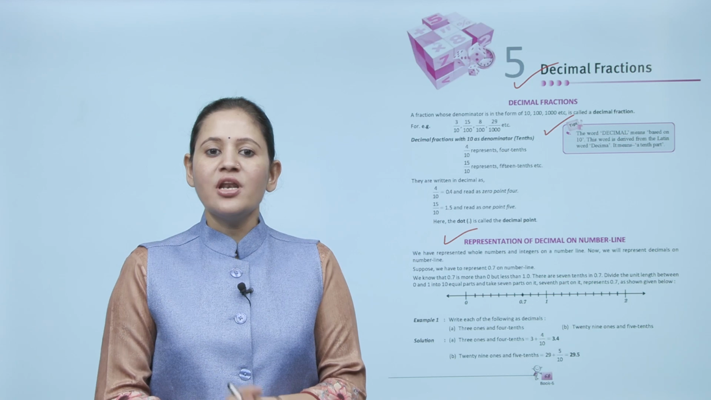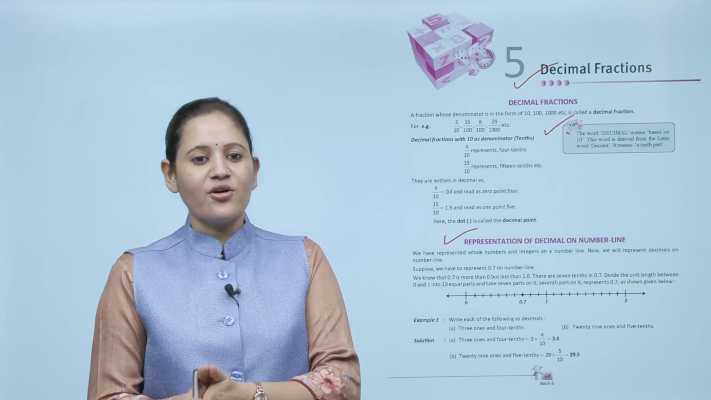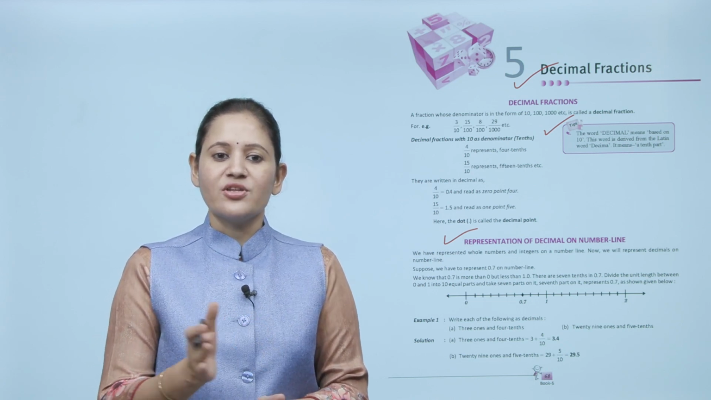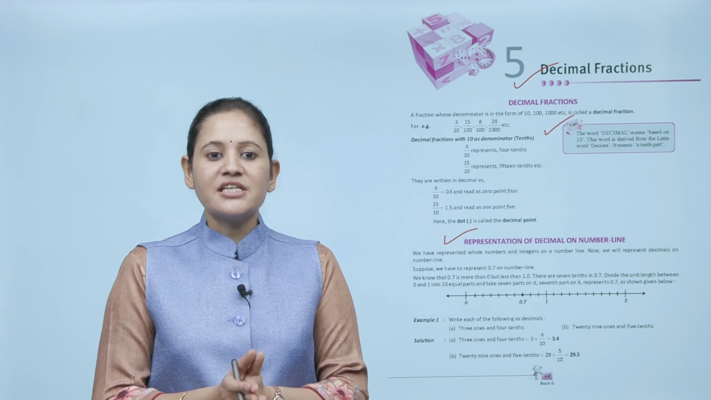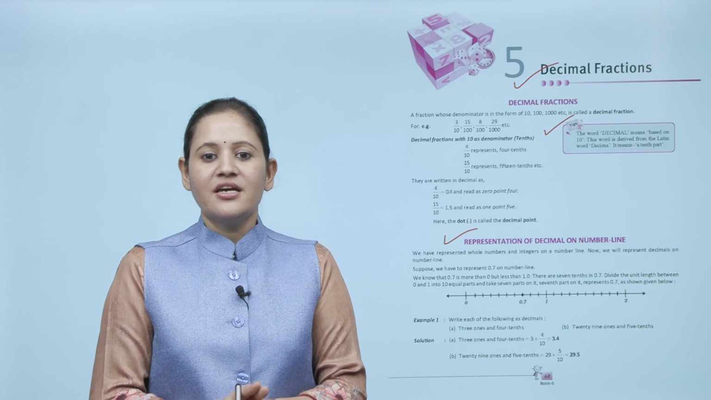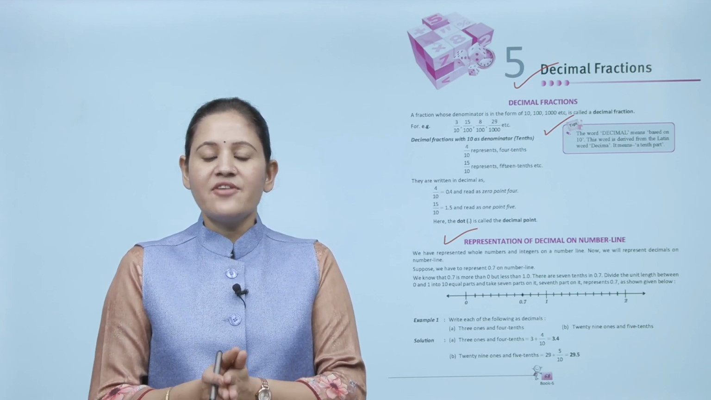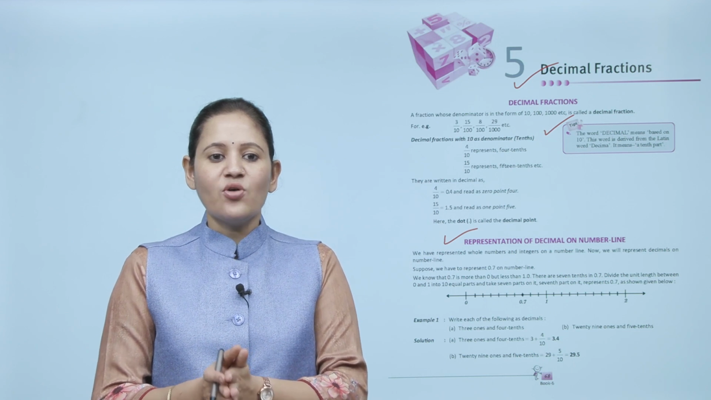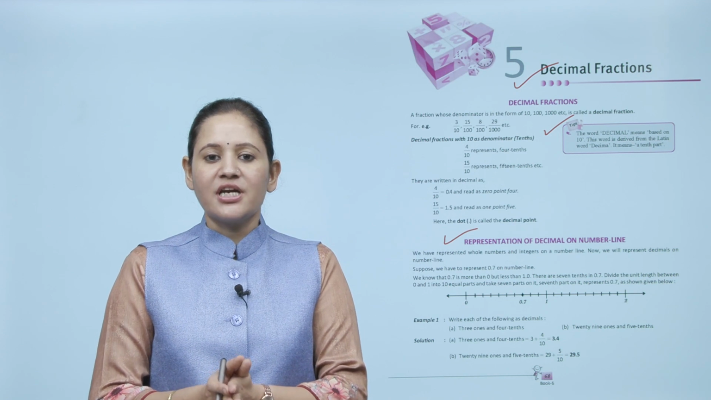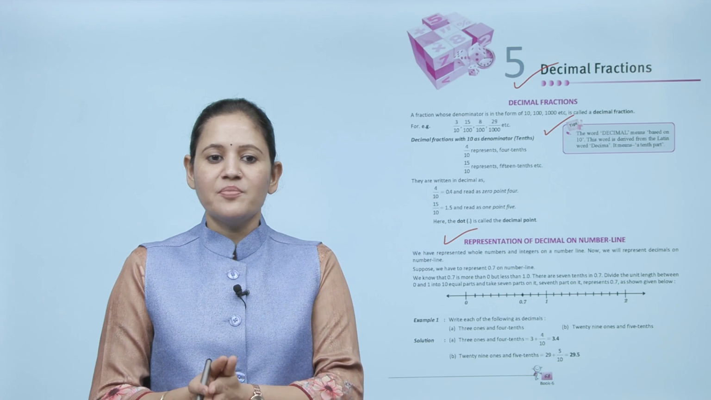We have represented whole numbers and integers on the number line. Now we will represent decimals on the number line. Suppose we have to represent 0.7 on the number line. We know that 0.7 is more than 0 but less than 1. There are 7 tenths in 0.7. Divide the interval between 0 and 1 into 10 equal parts and take 7 parts on it. 7 parts on it represent 0.7 as shown given below.